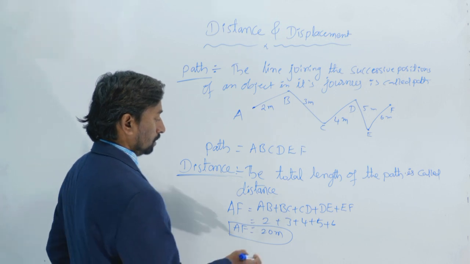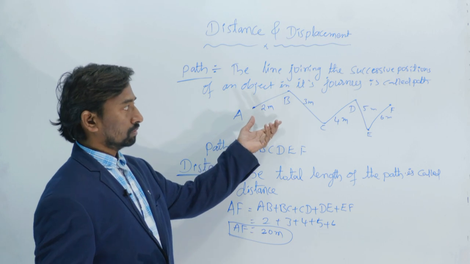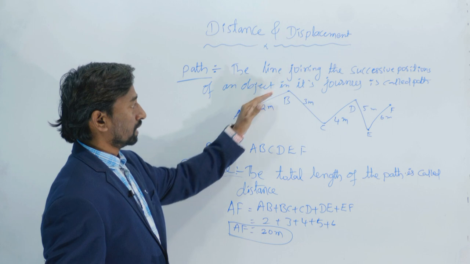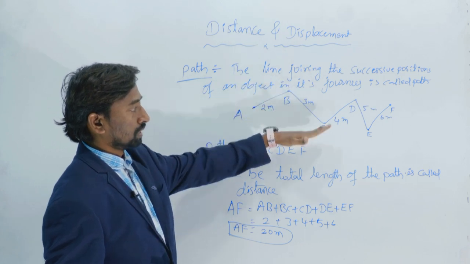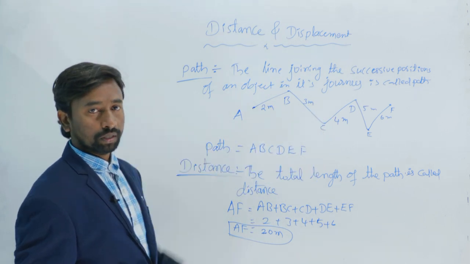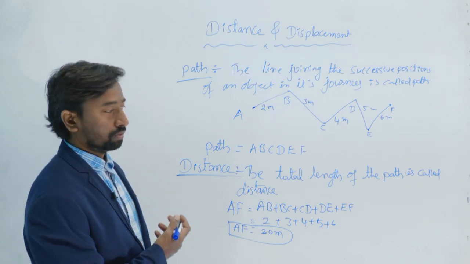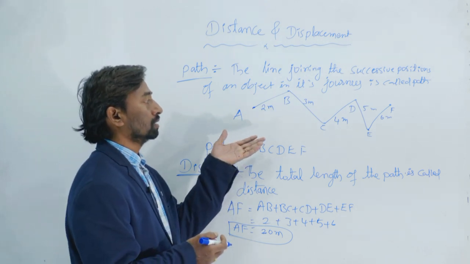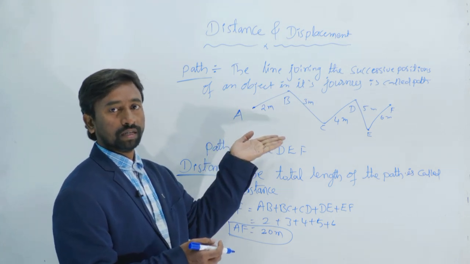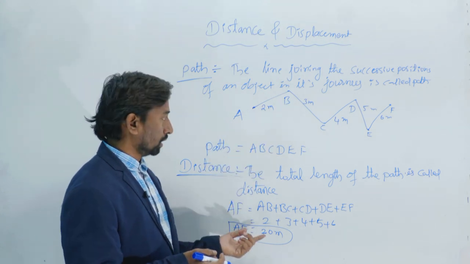Now here it has only magnitude, and there are many directions involved. From A to B it is moving upwards, B to C it is coming downwards, C to D it is going upwards, and again like that it is going up and down. So we cannot specify a particular direction. So we can say this is distance, not a direction. We can say it has no direction. For distance there is no direction, but only the magnitude.